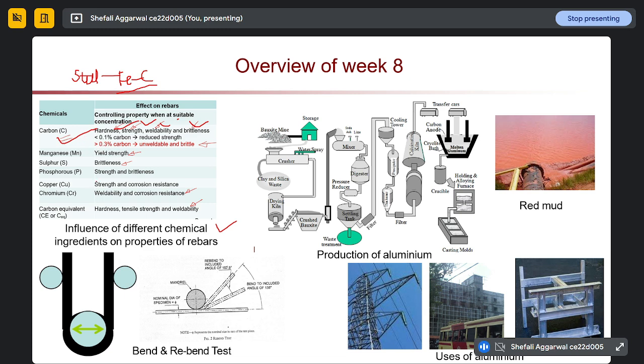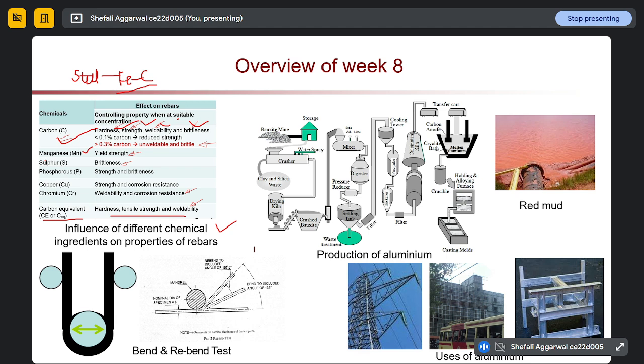Another additive in our iron is manganese. Addition of manganese will affect the yield strength. In the same way, sulfur will affect the brittleness, phosphorus affects the strength and brittleness, copper affects the strength and corrosion resistance, chromium affects the weldability and corrosion resistance, and carbon equivalent, or Ce, will affect hardness, tensile strength and weldability, the same three properties. So this is how different chemicals will affect the properties of your rebar.